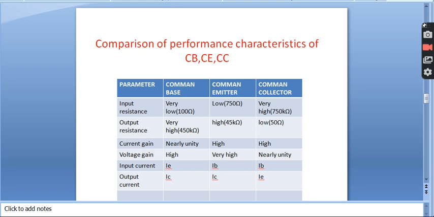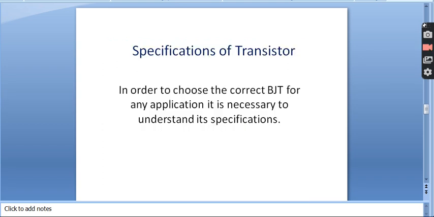Next, go for the specifications of a transistor. What is the need to specify the specifications of a transistor? In order to choose the correct BJT for any application, since these semiconductor devices are used in many applications or many electronic systems, it is necessary to understand its specifications. Now go for some of the specifications of a transistor.